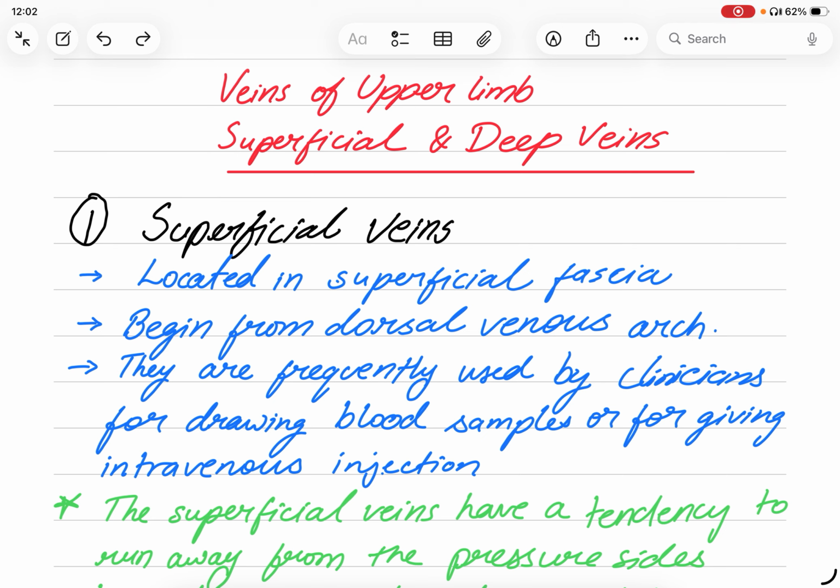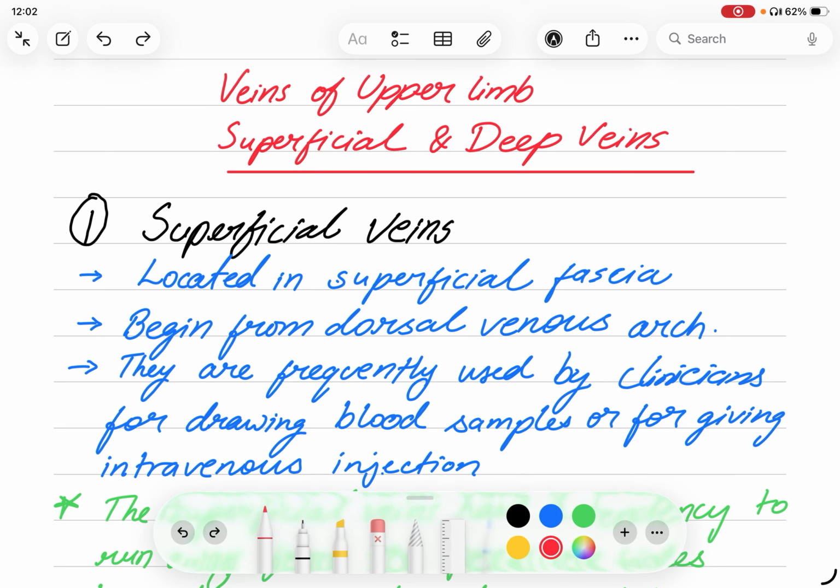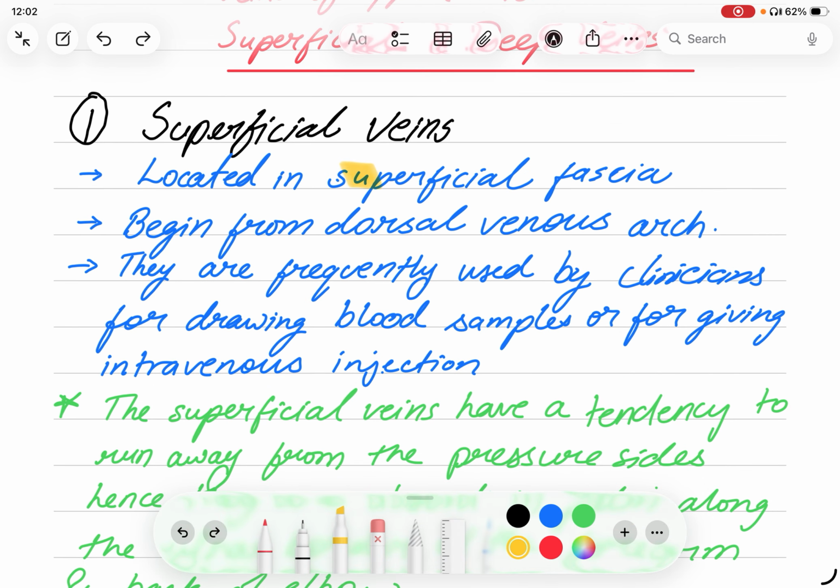Today our topic is veins of upper limb. It is divided into superficial and deep veins. Superficial veins are located in the superficial fascia, and superficial veins begin from the dorsal venous arch.